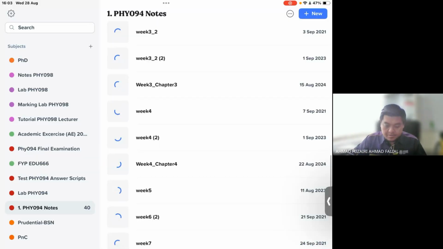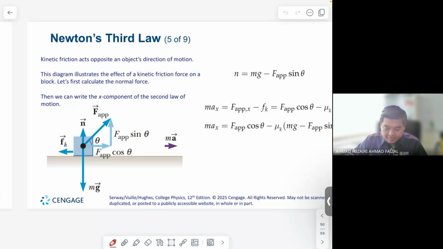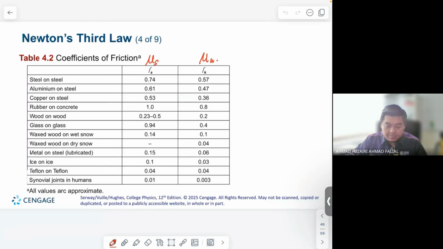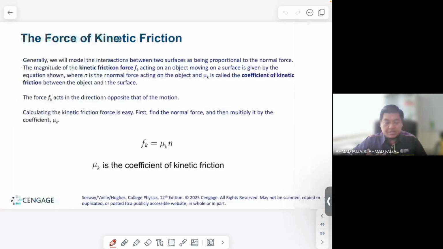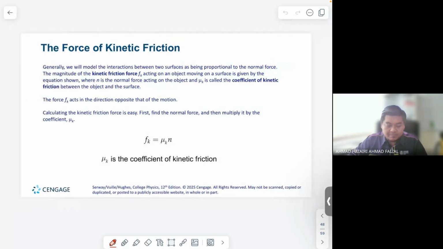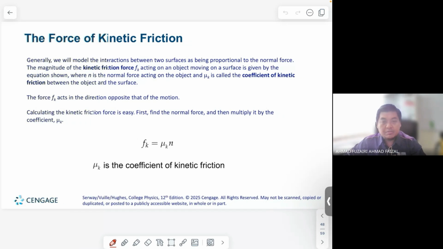Okay, so I believe we have discussed all the topics. We have covered everything, but I want to emphasize the applications of the force. The applications of the force can be discussed in terms of how the force can affect the kinetic friction.